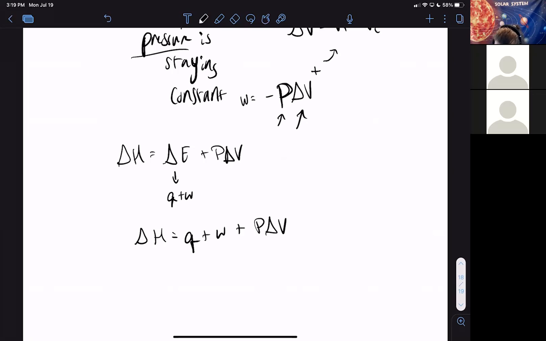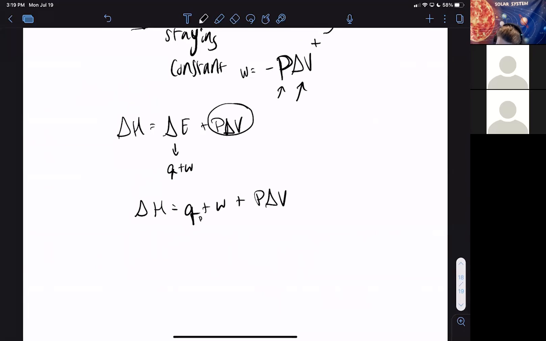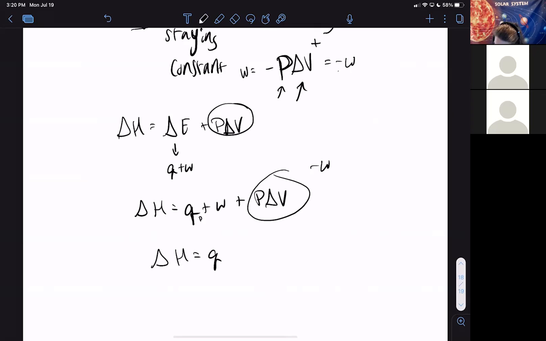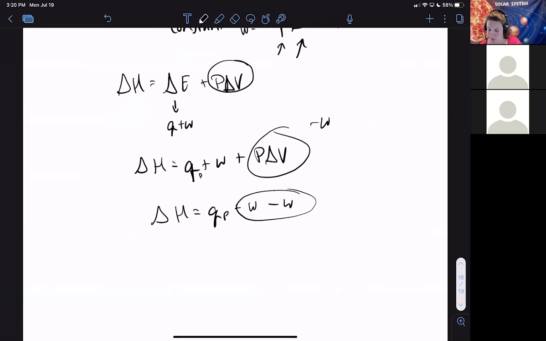And this is when we were at a constant pressure. So I'm just going to put a little P right there. And then we also know that P delta V is equivalent to negative work. So we're going to put in negative W here. So we get delta H is equal to Q with a constant pressure plus work minus work, and that'll cancel those two terms out. So if we are in a constant pressure system, our enthalpy will equal our heat.